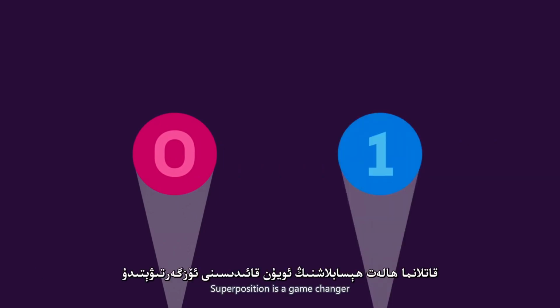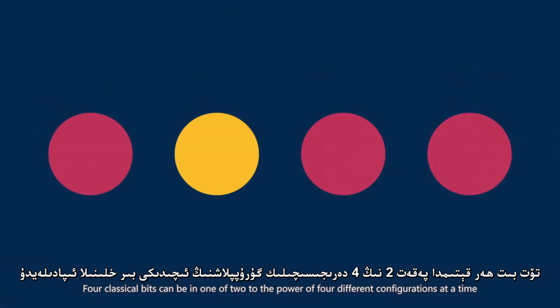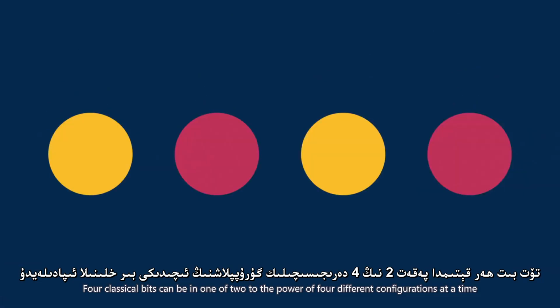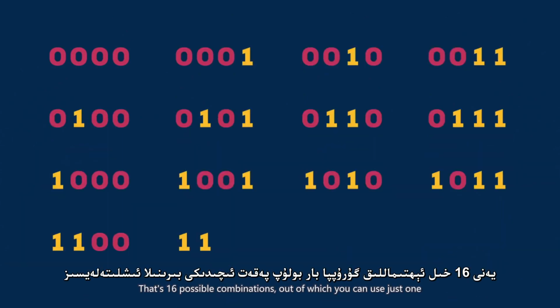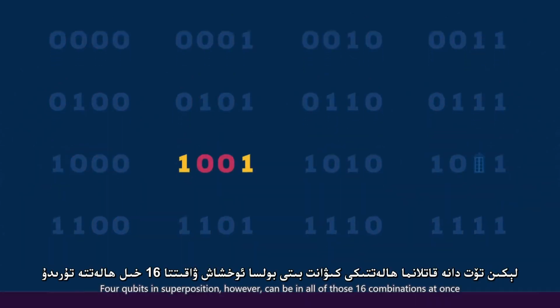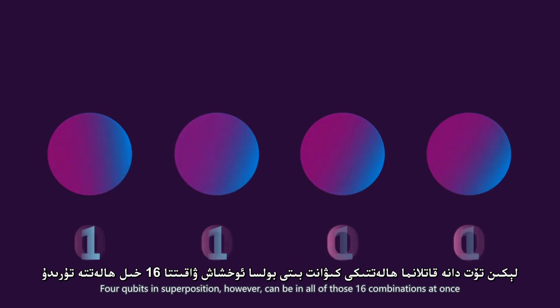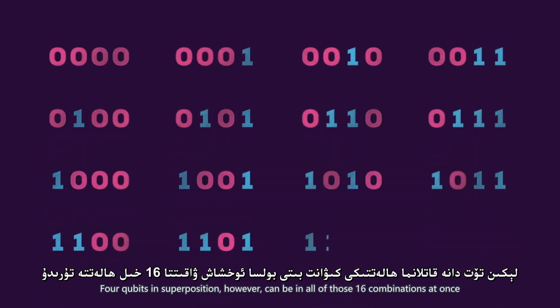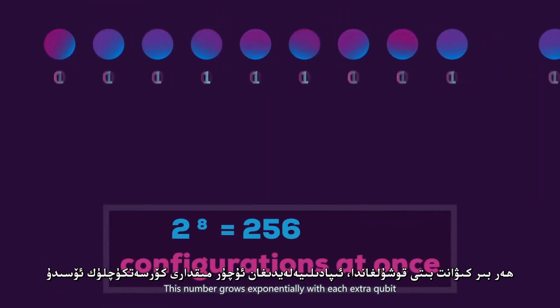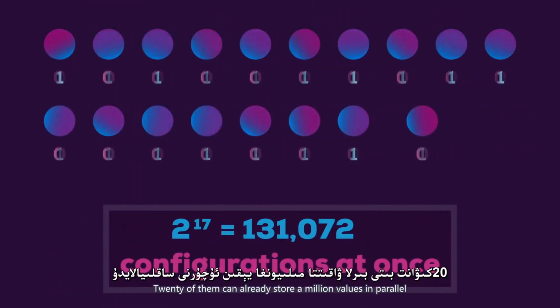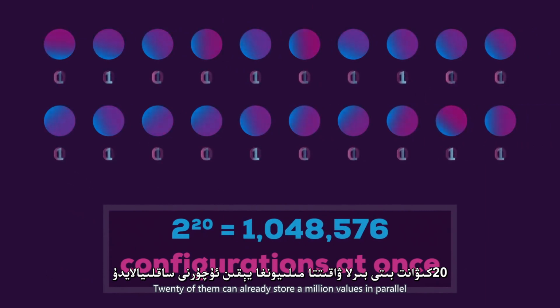Superposition is a game changer. 4 classical bits can be in one of 2 to the power of 4 different configurations at a time. That's 16 possible combinations, out of which you can use just one. 4 qubits in superposition, however, can be in all of those 16 combinations at once. This number grows exponentially with each extra qubit. 20 of them can already store 1,000,000 values in parallel.